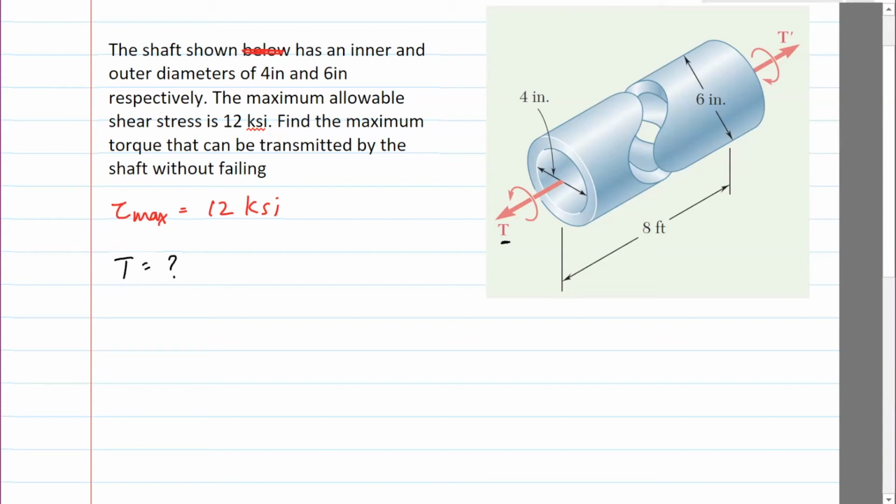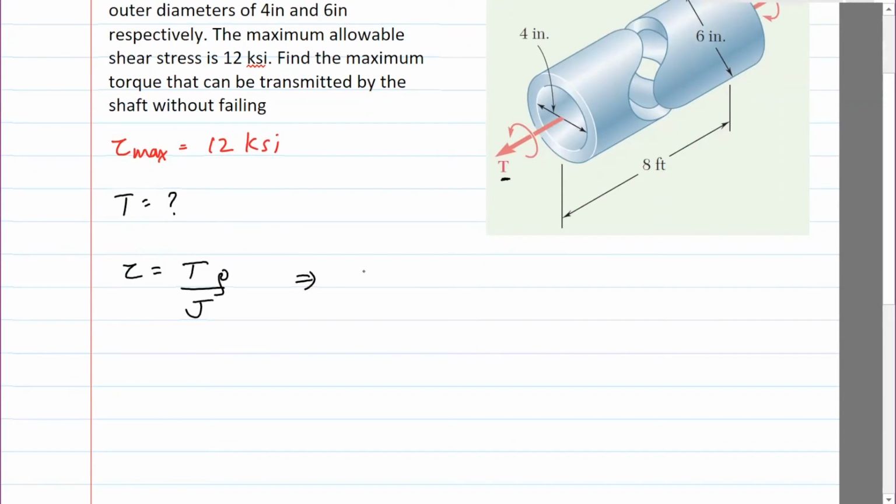What's the relation between torque T and tau max? And for that, we've written this down. Tau equals T times rho divided by J. That's the general formula. Now, we are given the maximum shear stress, so we need to sub in the maximum. The place where the maximum shear stress would occur would be on the outer surface. So we need to put rho equals the radius.